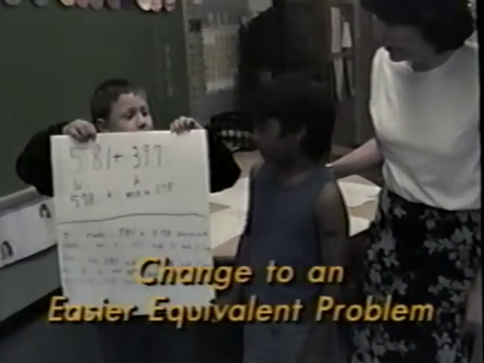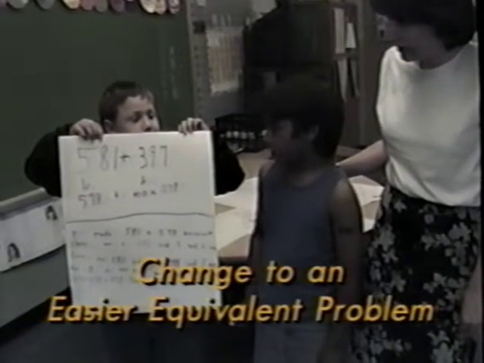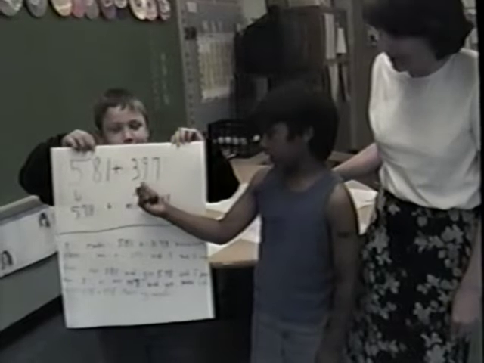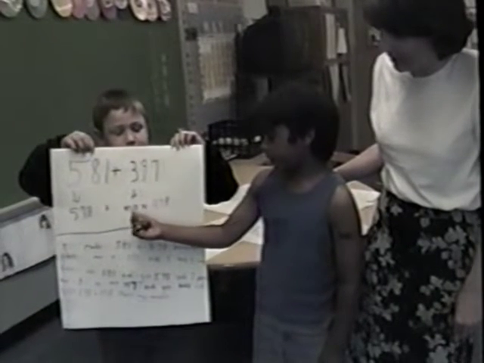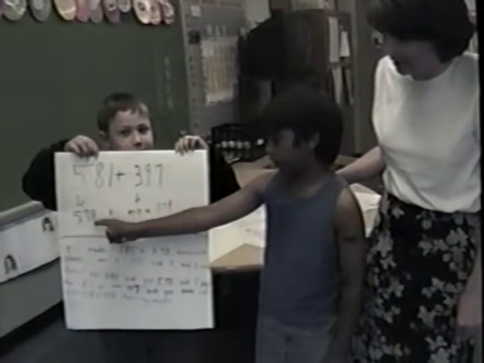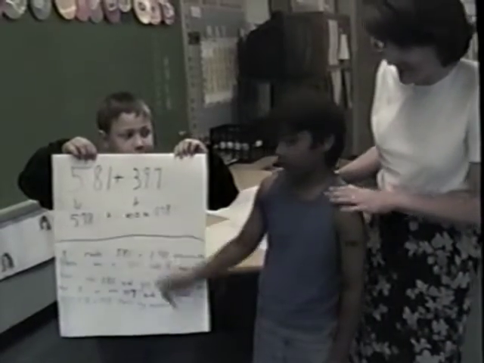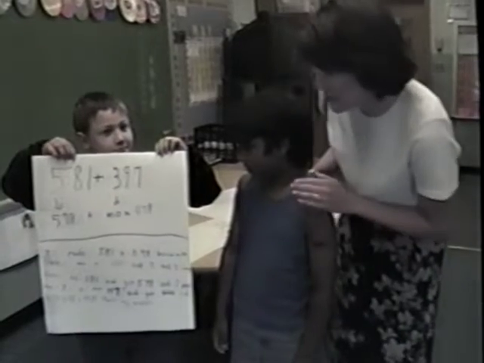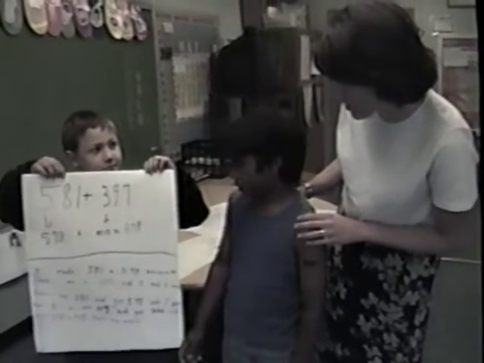My problem was 581 plus 397, but I changed the 581 to a 578 because I knew 397 plus 3 would be 400, so I took 3 away from here and got 578. Okay, and stop for just a second. And why did you choose 400 or why did you choose 578?